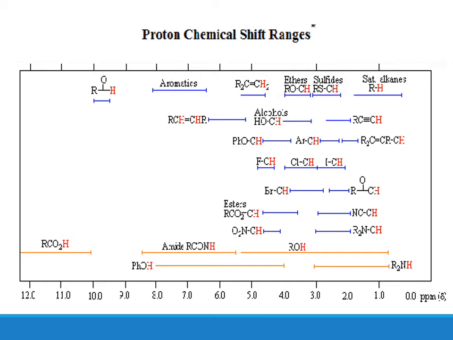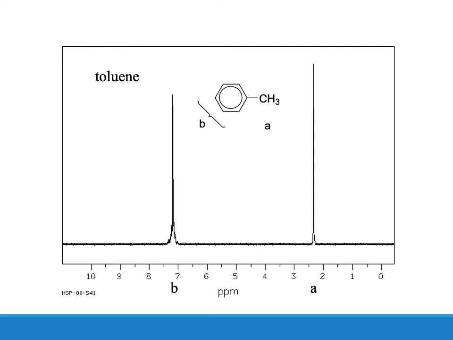Here is the proton chemical shift range for the different compounds. For the first example, you see that we have toluene. It has two different hydrogens, on the A side and B side, so we have two peaks, A and B. You see that A is in the lower range, and B, which is weaker, is in the higher range.